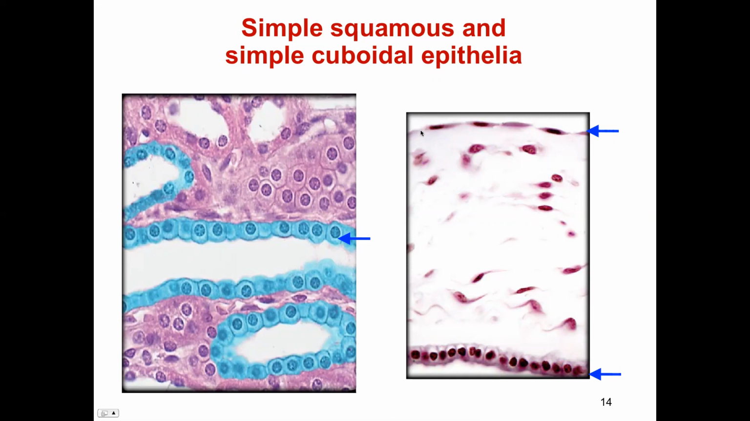Whereas here you have a simple squamous, right, up here. So you can see they're very flat. There's one layer. And here again, you have simple cuboidal again, all right? And this is in the same tissue slab, on the same slide, okay? This is connective tissue in between. There's some fibroblasts in here, all right? But you'll be able to identify these.